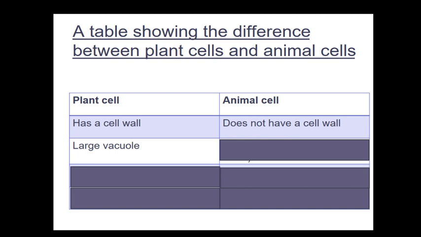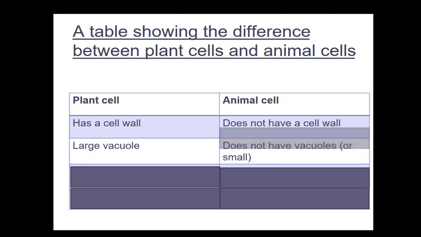Pat yourself on the back if you thought of that one. Plant cells have a huge vacuole. And animal cells, they either have none or they are going to be really small. So again, you'll see I'm comparing the same thing with the same thing in the same row. Right, plant cells are green.